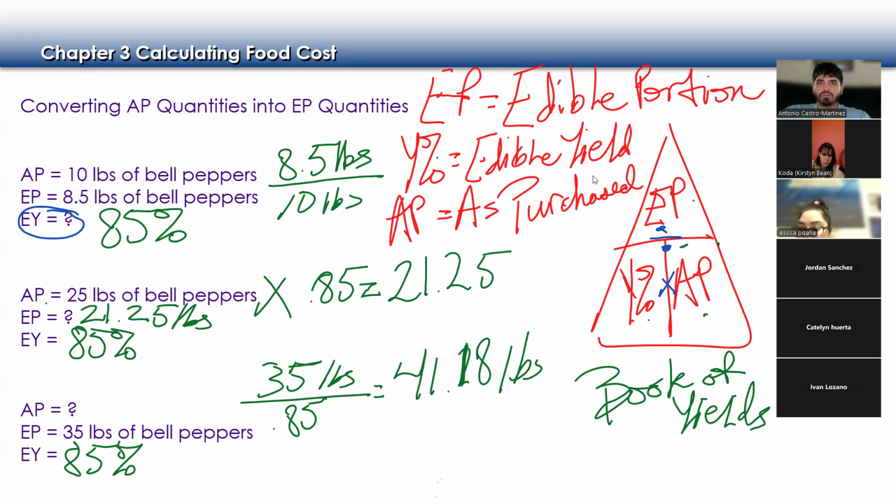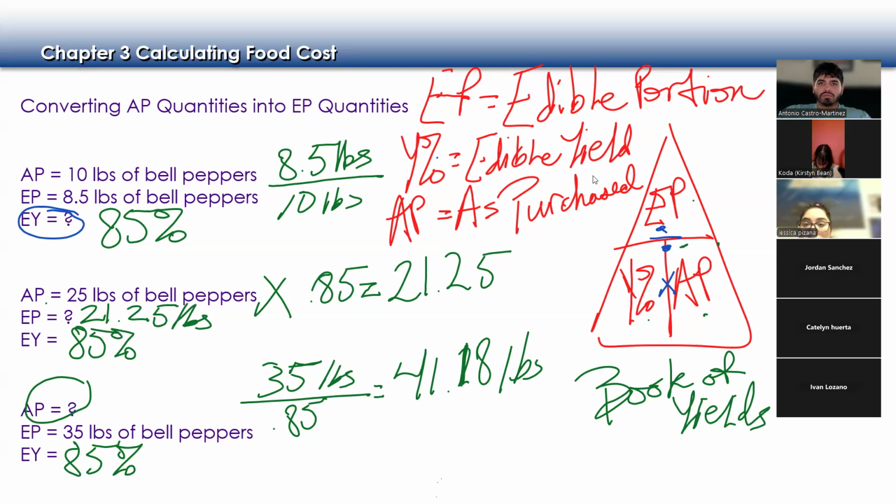So 41.18 pounds. Now, do I just order 41.18 pounds? That's a weird number. So I might order 45 pounds, okay? I'll have a little bit extra just in case something wrong happens. As a little bit of like a safety net, okay? So this is how we can determine how much we need to buy in order to cover what we need.